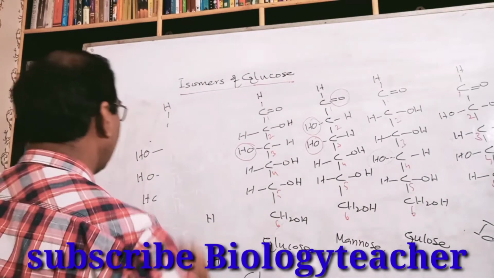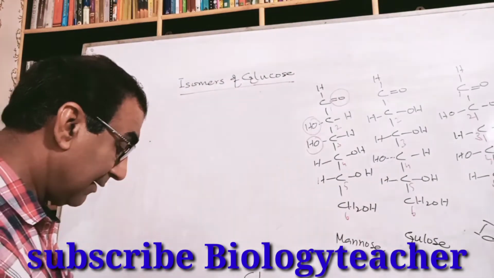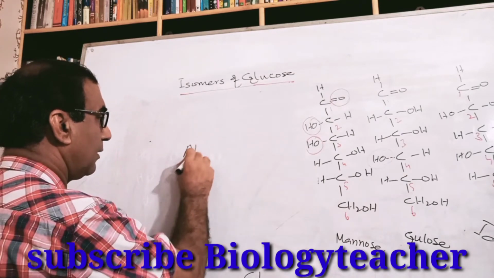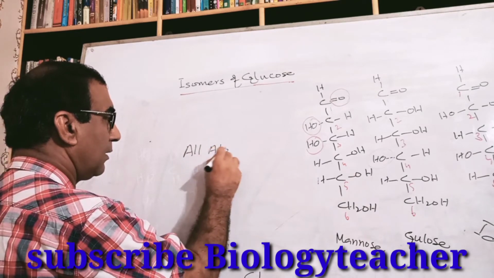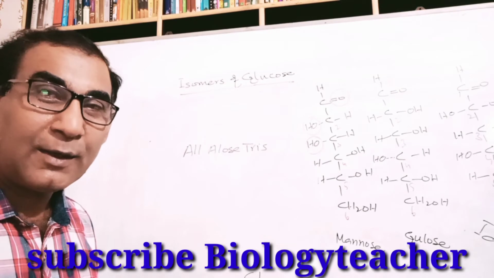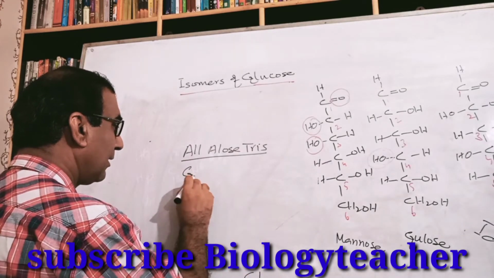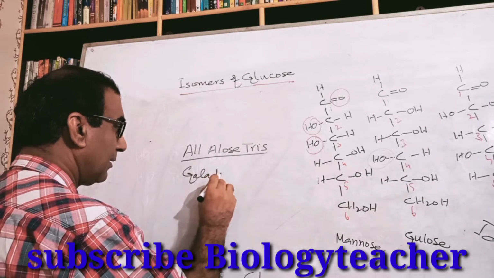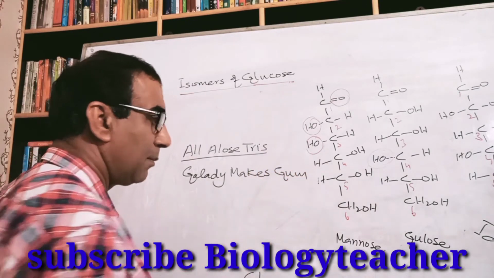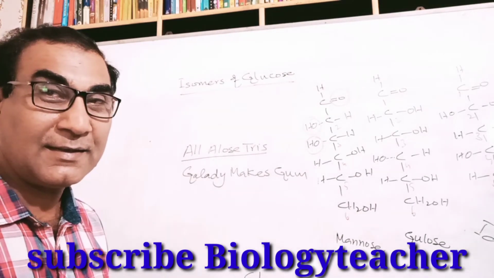Let me write that. Here is all, all allose, altrose, all allose, altrose, all allose, altrose, gulose, idose, makes gum. Okay, let's see. You can find the tricks.